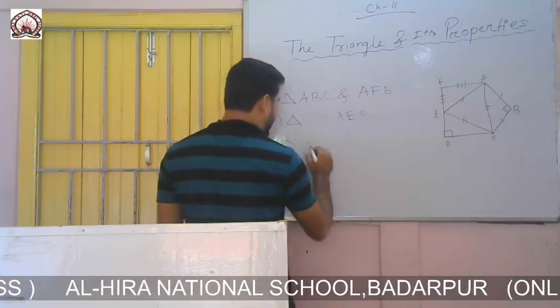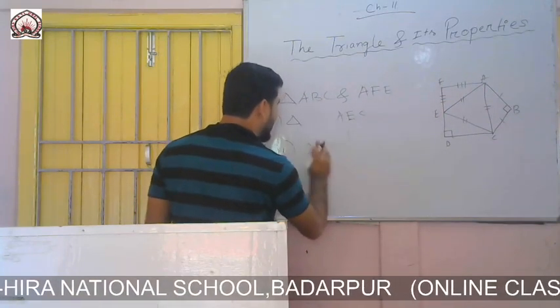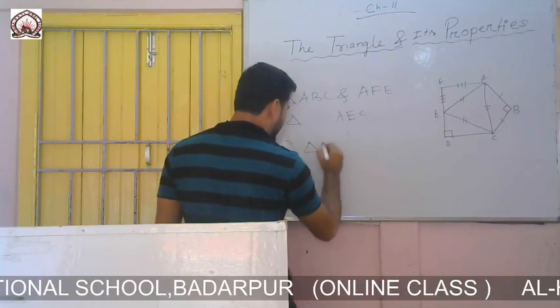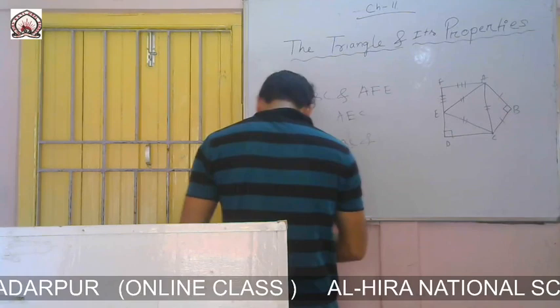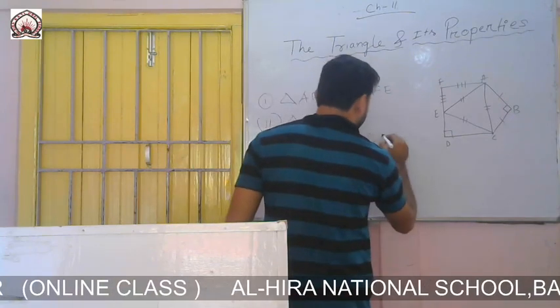So you can write angle ABC, not angle triangle. We have to name the triangle. Triangle ABC and triangle EDC.